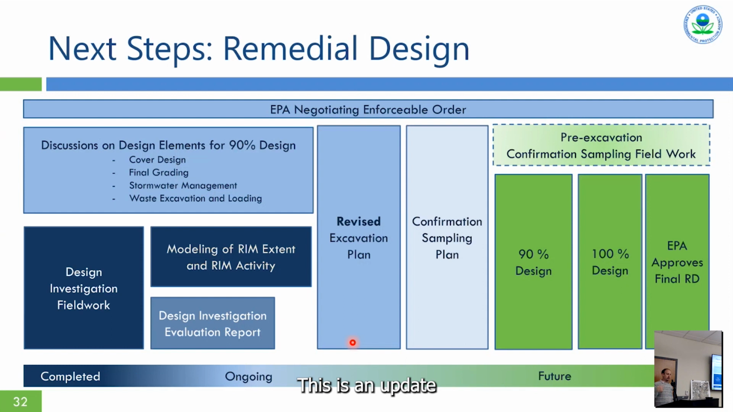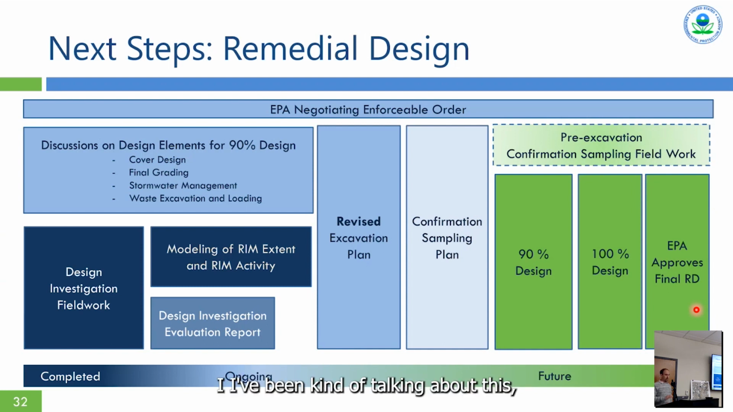This is an update of the slide that we had at our May presentation, showing the progress that we've made since our May meeting. The main thing that is done is the modeling of the rim extent and activity. We're now just about, I think, to finish up the revised excavation plan. I'm reviewing that second draft. We now have in-house a draft confirmation sampling plan. So the big message here is you can see we're down to 3 more.